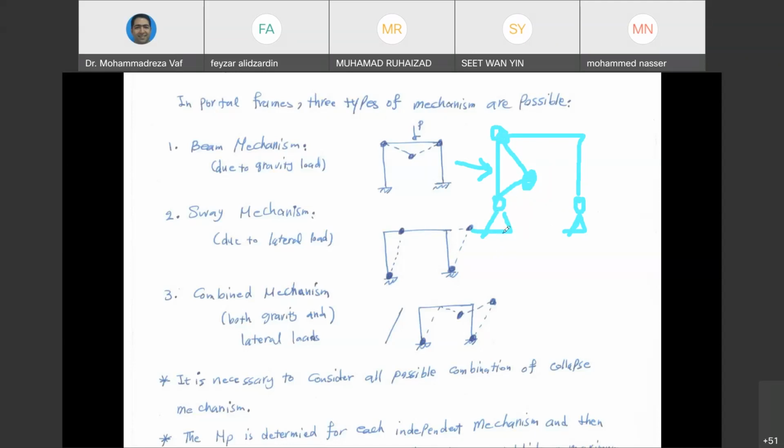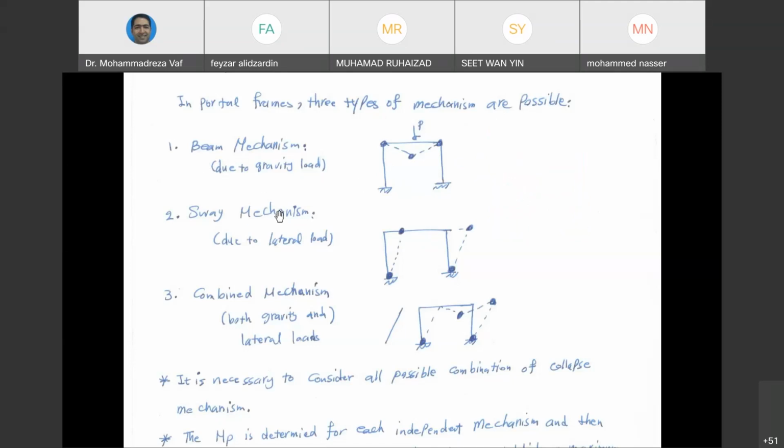So you need to look into the support condition. If it was pin or roller, it can change your number of plastic hinges to 2 or 3. If it was fixed, you're going to have 3 plastic hinges. And if it was pin or roller, you're going to have 2 plastic hinges plus 1 hinge that you have in the support. So this is one of the cases.